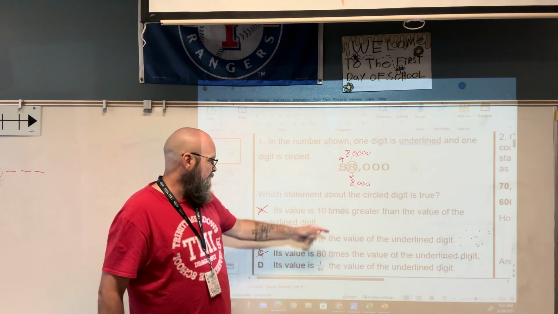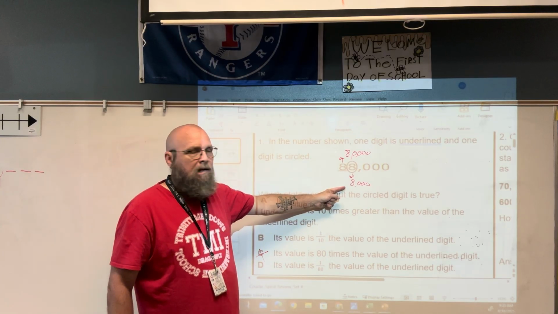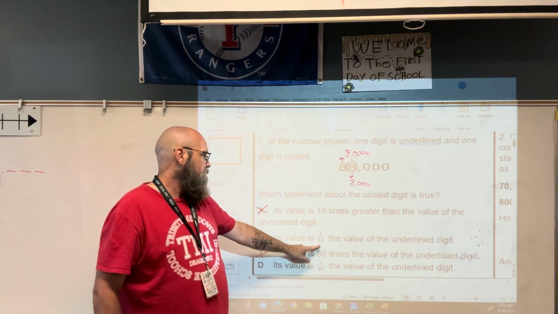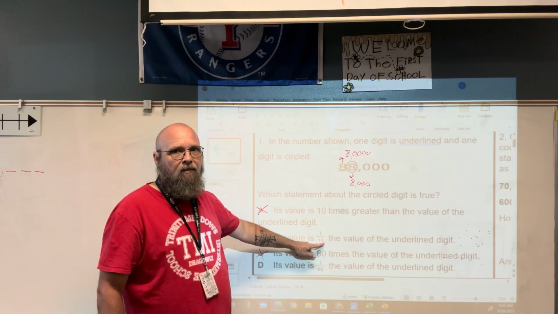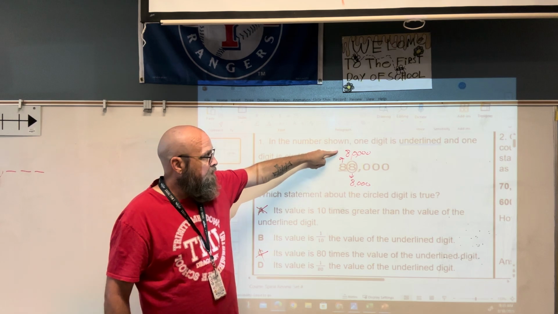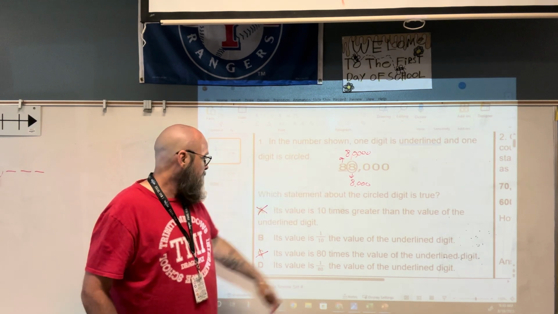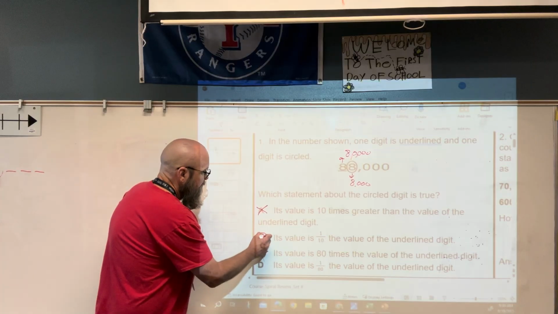Now what I'm asking is, if I divide this by 10, am I going to get 8,000? Okay, its value is 1/10 of the value of the underlined number. If I divide this by 100, am I going to get 8,000? And the correct answer is, it's 10.